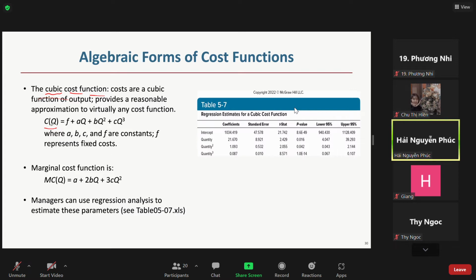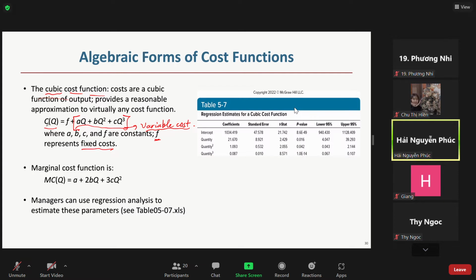And you can see that in this function, F represents the fixed cost, right? Because it does not change when we change the quantity. AQ plus BQ square plus CQ cube are the variable costs. They are the costs that change when we change the output.